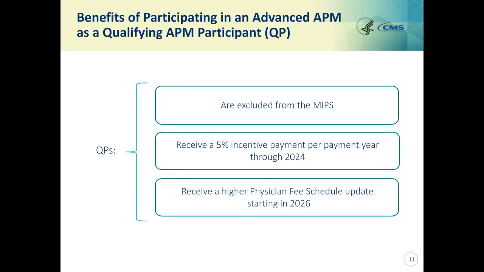As we touched on briefly in the previous slide, some of the benefits of being a QP, which means you participate in an advanced APM and exceed the thresholds, are: 1, you're excluded from the MIPS program and specific MIPS reporting. There may be some, but specifically you are excluded from the overall program. Receive a 5% incentive payment, and that is per payment year through 2024. And then you also receive a higher physician fee schedule update starting in 2026 for those who are determined to be QPs. Next slide, please.